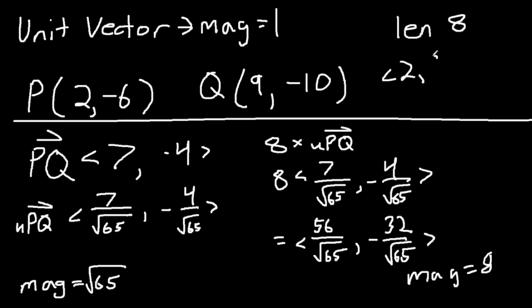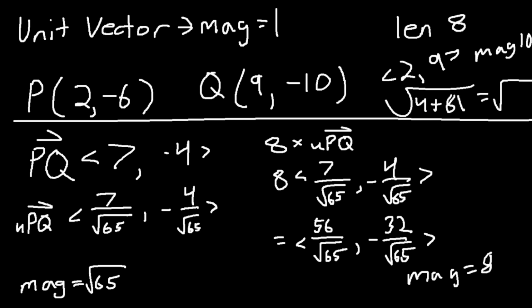So let's say you have 2, 9, and it's telling you to turn this into, let's say, magnitude 10. Obviously, this isn't magnitude 10 right now. This right here is the square root of 4 plus 81, which is equal to the square root of 85. That's the magnitude of this current vector. So how do you turn it to magnitude 10?